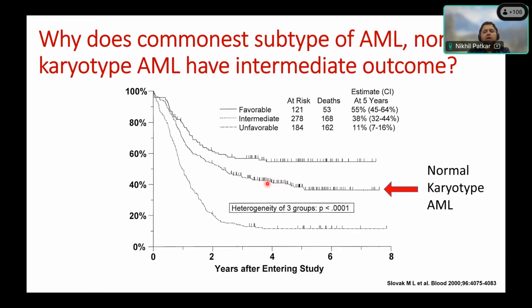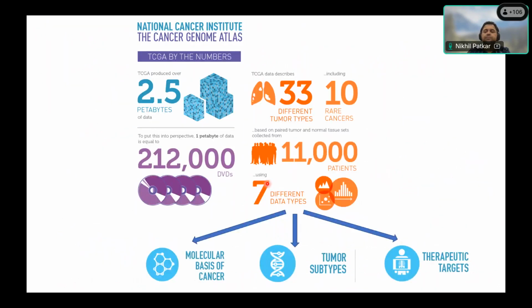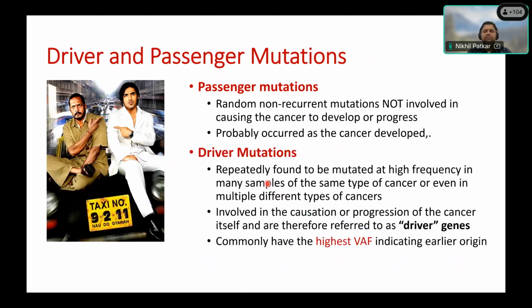This question could actually be answered over the last few years because of developments in newer technologies such as next generation sequencing. The large scale application and utility of next generation sequencing was demonstrated by the Cancer Genome Atlas, wherein they sequenced whole exomes of several different types of common cancers, and we have then the descriptions such as passenger mutations and driver mutations.